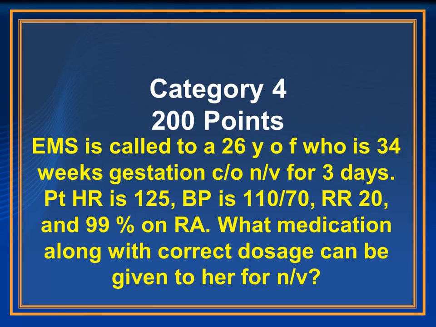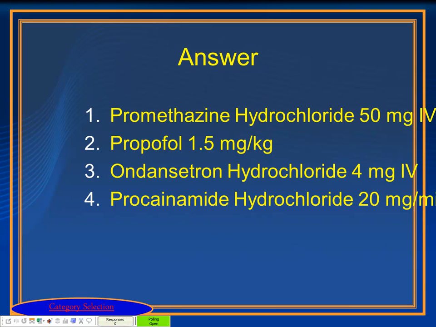EMS is called to the home of a 26-year-old female who is 34 weeks gestation, complains of nausea and vomiting for 3 days. Her heart rate is 125, her BP is 110/70, and her respiratory rate is 20. She's 99% on room air. What medication, along with the correct dosage, can be given to her for her nausea and vomiting?